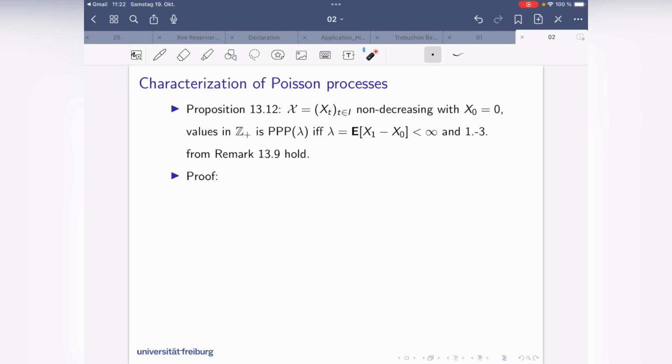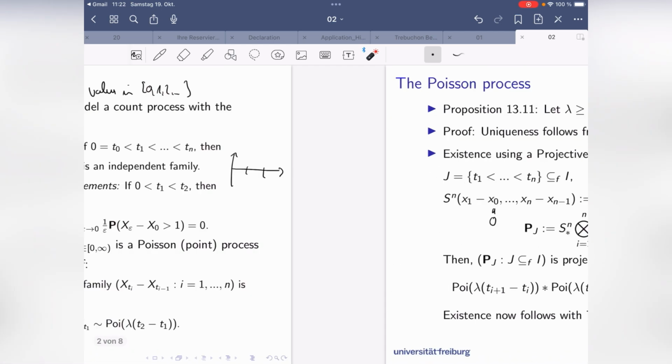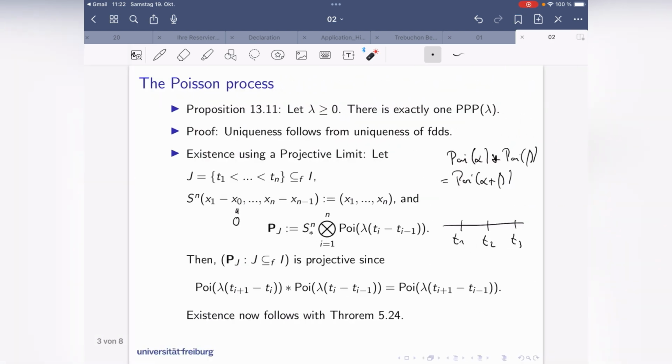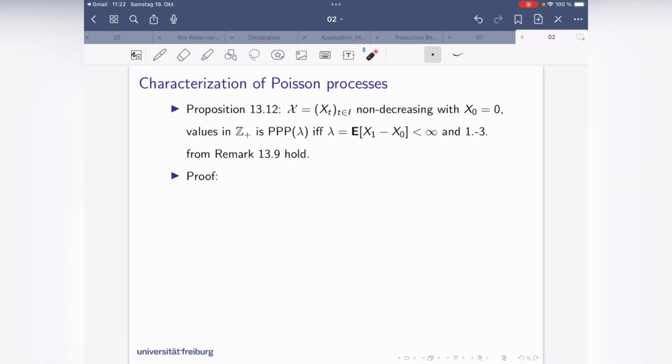Here is the proposition, which I also mentioned, which shows that these 3 properties essentially determine uniquely the Poisson point process. So X is a non-decreasing process, it starts at 0, has values inside plus. This is a Poisson point process with parameter lambda if and only if lambda is the expectation of x1 minus x0, because the Poisson distribution has an expectation which equals its parameter, and 1 to 3 from the remark hold.